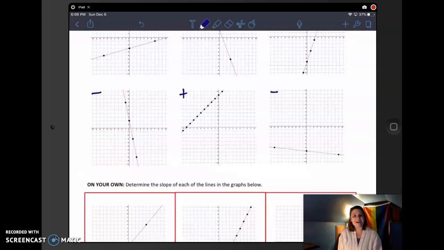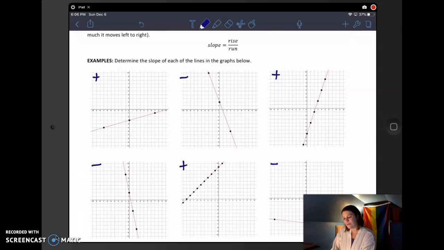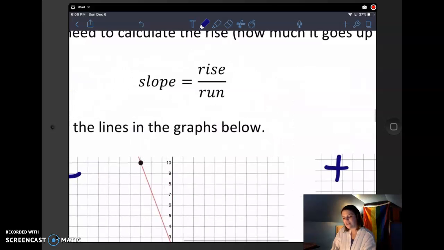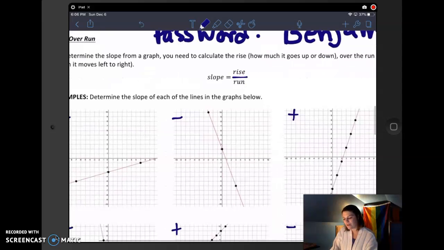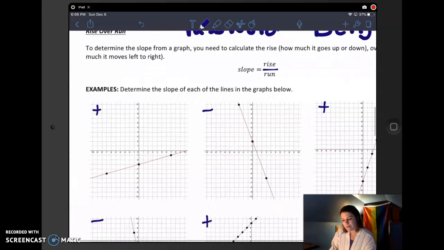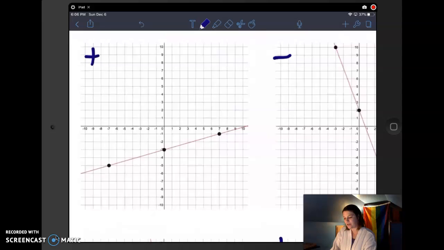All right, let's go back and actually find the slopes now. So when we say rise over run, let's figure out what that means. Slope is the rise over the run. You might see some people say it's the change in y over the change in x as well.